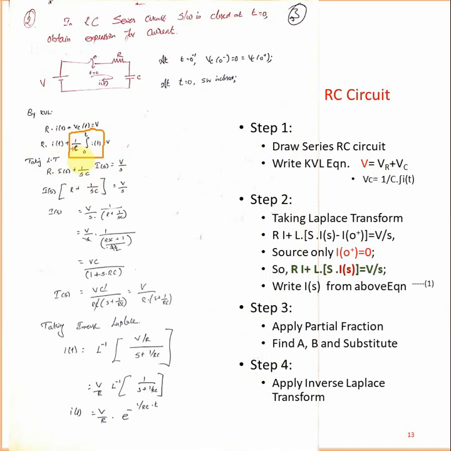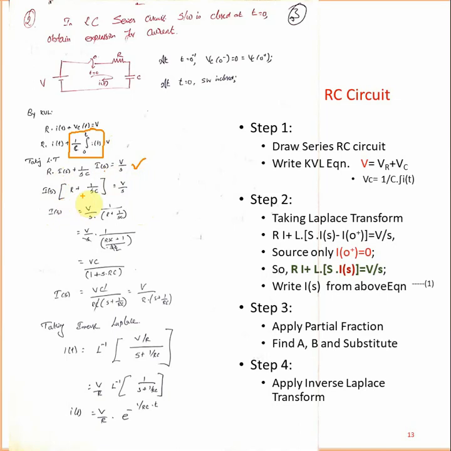So 1 divided by C into S into I of s. That is equal to the right hand side, V by S. So I have applied the Laplace transform step by step. Then on the left hand side, which one is common? I of s is common, so take it out.